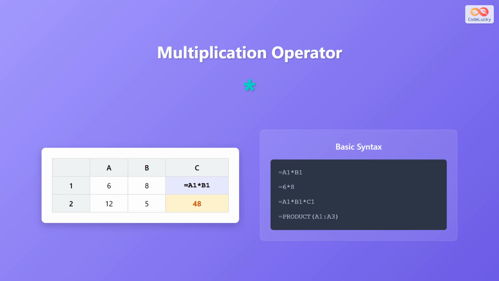Now let's explore the multiplication operator. In Excel, multiplication is represented by the asterisk symbol. To multiply numbers, again, start with the equals sign, then enter the values or cell references, using the asterisk between them. For instance, =A1*B1 multiplies the values in cells A1 and B1. You can also multiply numbers directly, like =6*8. To multiply multiple values, use =A1*B1*C1. The PRODUCT function, =PRODUCT(A1:A3), can also be used to multiply a range of cells.